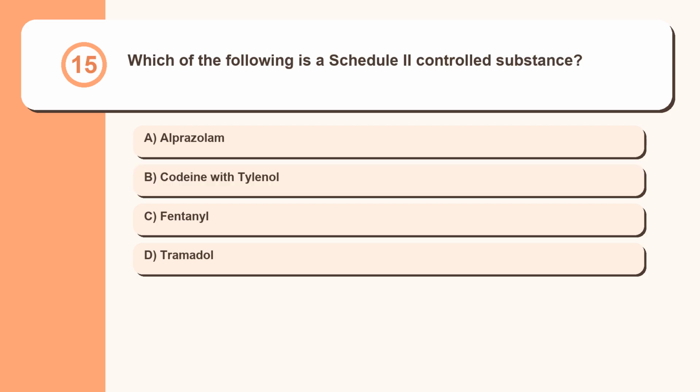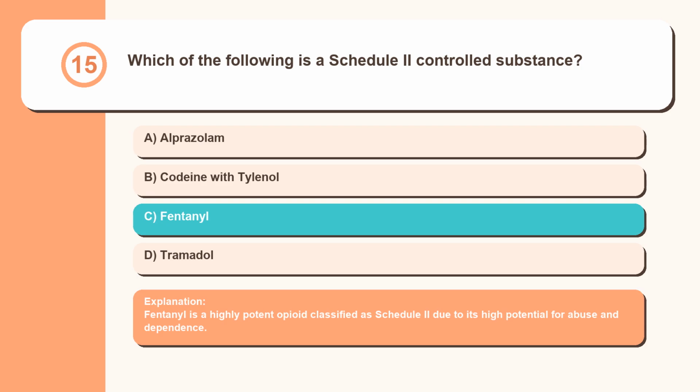Question 15. Which of the following is a Schedule II controlled substance? Alprazolam, codeine with Tylenol, fentanyl, tramadol. Fentanyl is a highly potent opioid classified as Schedule II due to its high potential for abuse and dependence.